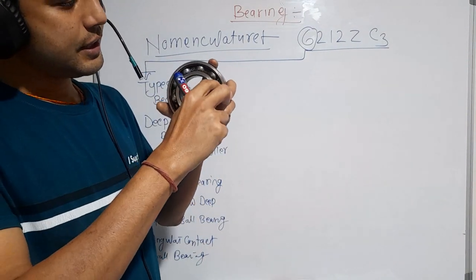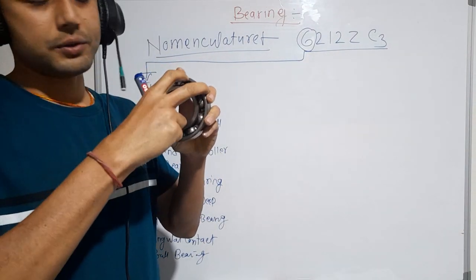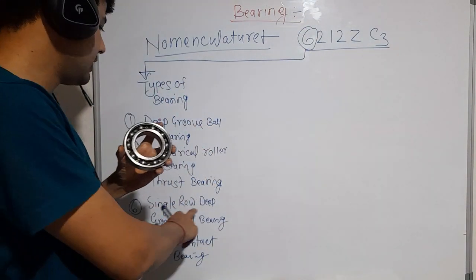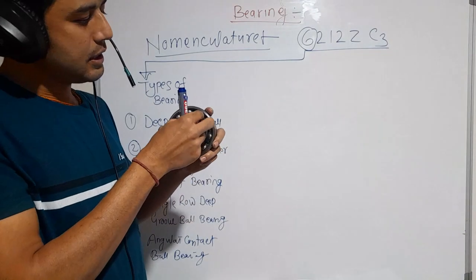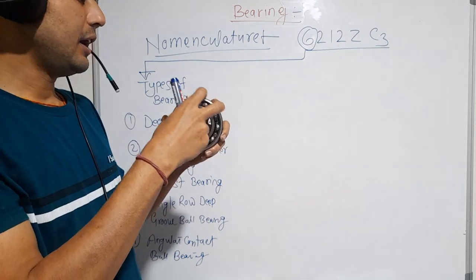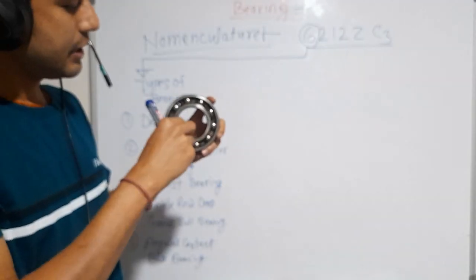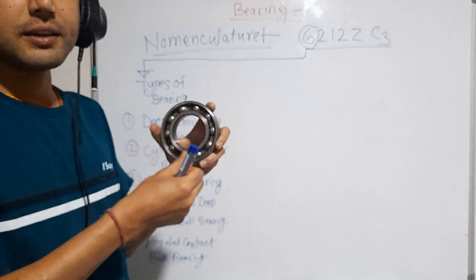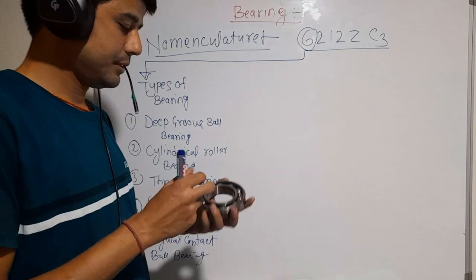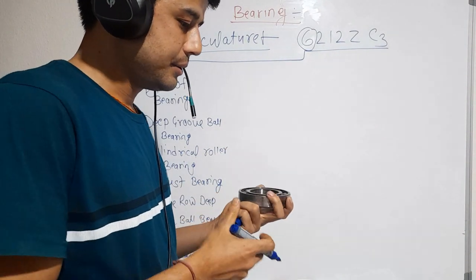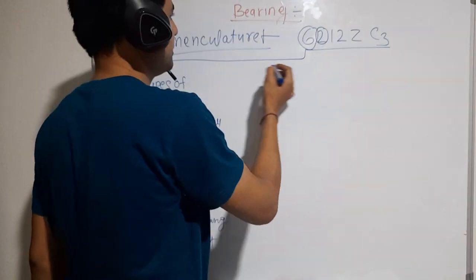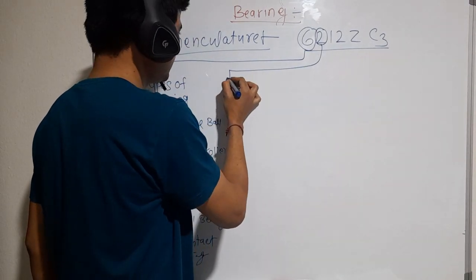This is called the cage, this the inner race, this the outer race. And which part do I mention here? That 6 means a single row deep groove ball bearing. In this single row, the deep groove and balls are inside. This complete assembly is called a bearing. And the second part of the bearing number is the bearing series, this 2 mentioned here.